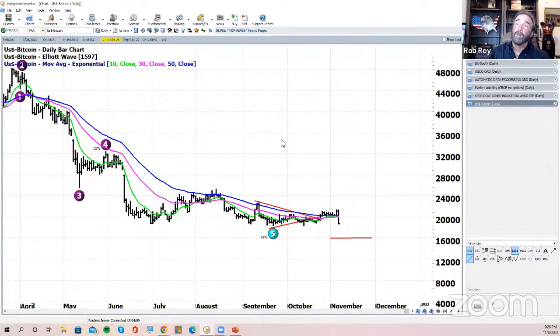If we follow through and close lower again tomorrow on Bitcoin, then it's going to be, how low do we go? Is it 12,000? Is it 16,000? Where do we go from there? It's going to be really interesting to see how that plays out.